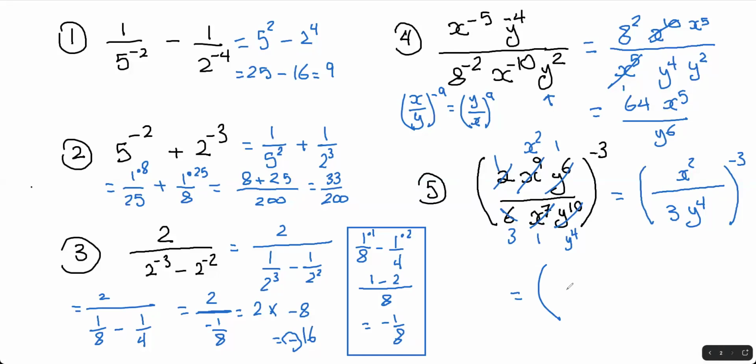And therefore, I'm going to flip all of this. So I'm going to have 3y to the 4 over x squared. Now the exponent becomes positive 3. Remember, the exponent outside of the brackets, you multiply it into the exponent inside the brackets. So that will give me 3 cubed y to the 12 over x to the 6. 3 cubed is 27, you have to simplify that. So 27y to the 12 over x to the 6, and that's your final answer.